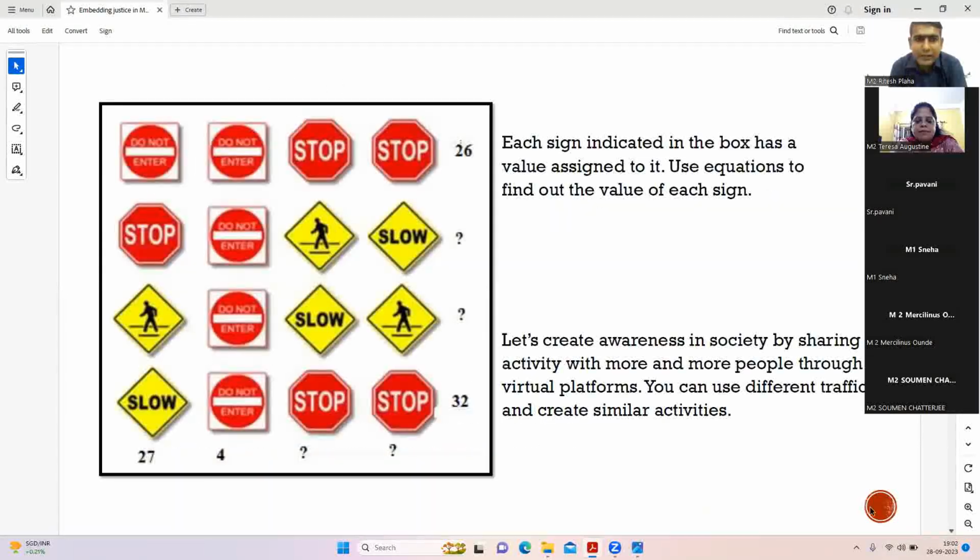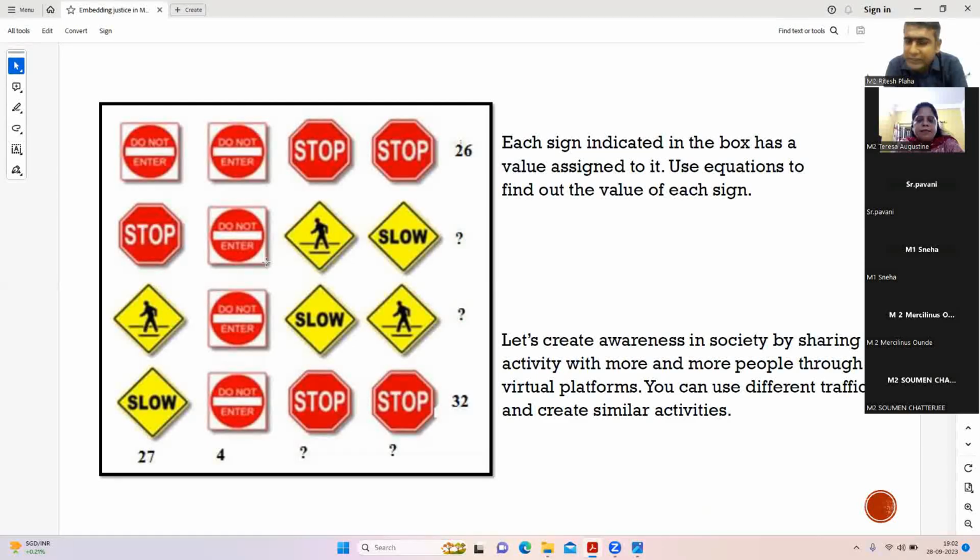Now, suppose this is the chart over here. So what we can do: take not enter as variable a, or whatever you want to take, and stop as variable b. From the first row, we get two do not enters and two stop signals. Meanwhile, we can educate the student about the signals as well as how to use it in the linear equation method. For example, it will be 2a plus 2b equal to 26. So we'll be getting an equation in the form of a and b.